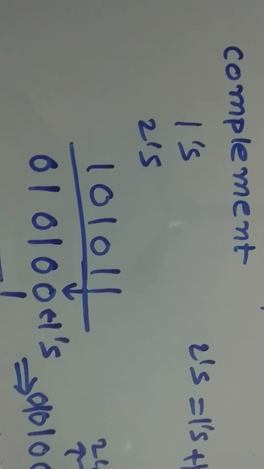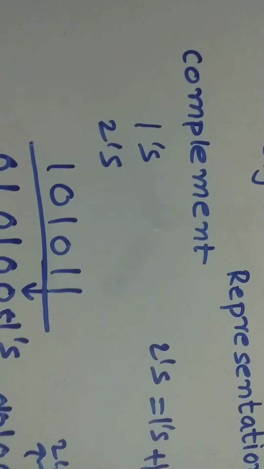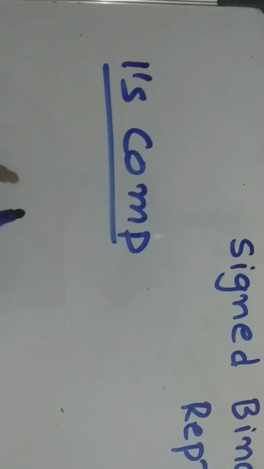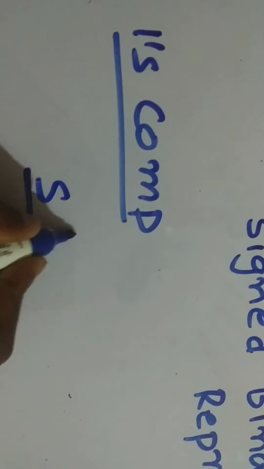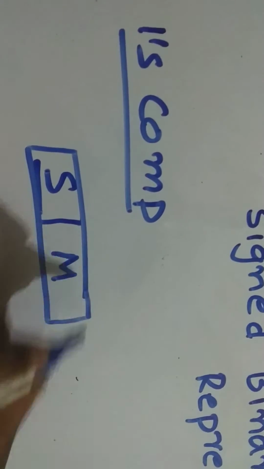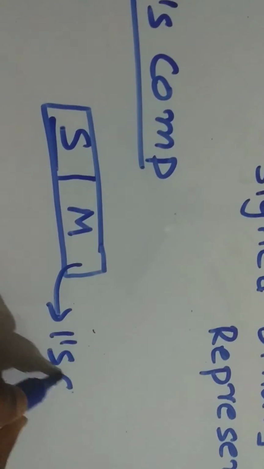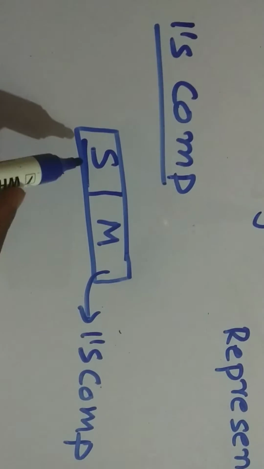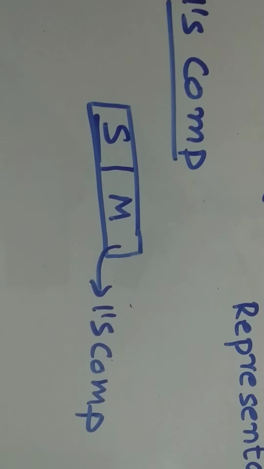Now let us look at how 1's complement is used in representing a binary number in signed form. As you know, in sign magnitude form we have 1 bit for sign and the rest of the bits for magnitude. Here the case is similar, but the magnitude is 1's complemented. That's it. The case is simple. The sign bit is the same, the magnitude bits are complemented.